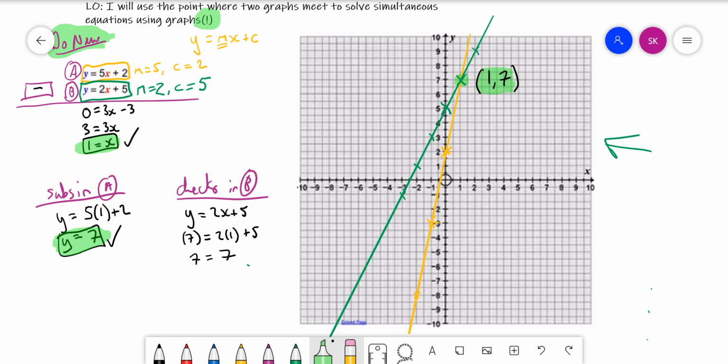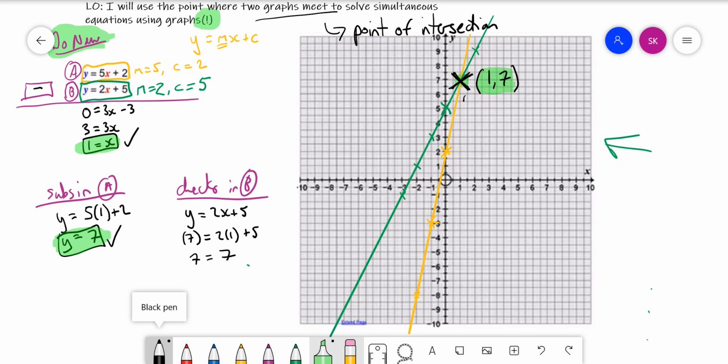But the point is, simultaneous equations can be solved 2 ways. The first way is by doing the algebra, which is what we've been practicing for the last 2 weeks. But the second way is by drawing the graphs and finding out where they meet. And where they meet, which is technically called their point of intersection, that gives you the solution to the simultaneous equations.